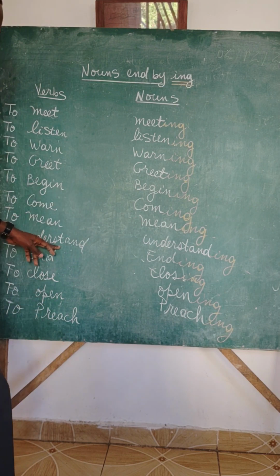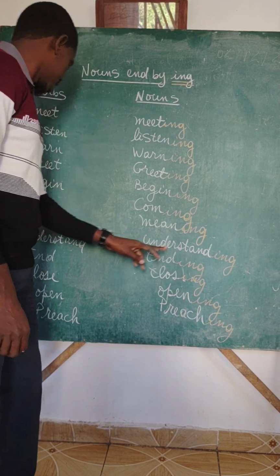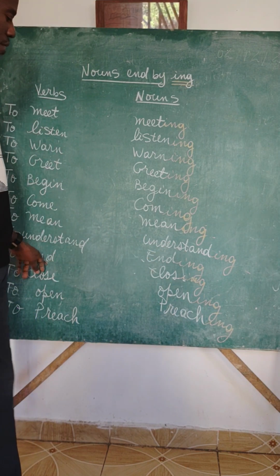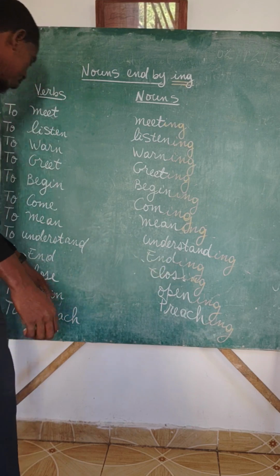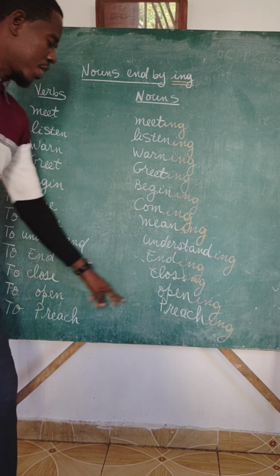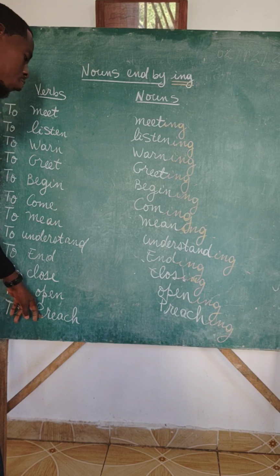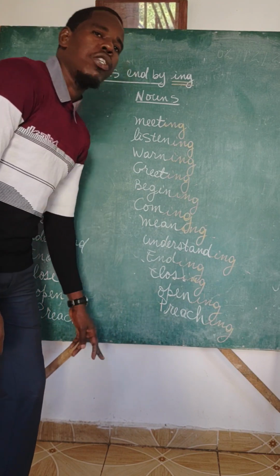To understand, which is the verb, and the noun is understanding. To end, that is the verb, and the noun is ending. To close, the verb, and the noun is closing. To open, which is the verb, and the noun is opening. To preach, the verb, the noun is preaching.